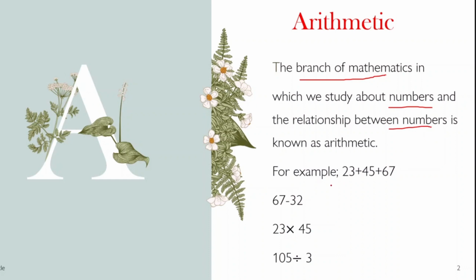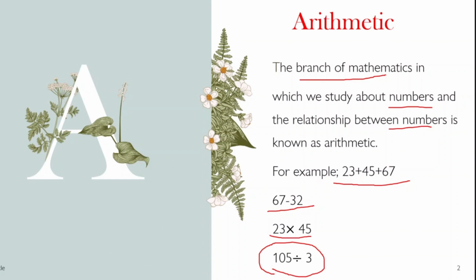We learnt about how to add different numbers together, like over here, how to add 23, 45 and 67 together. How to subtract different numbers. We learned how to multiply different numbers and even how to divide, like how to do 105 divided by 3. Even we solved complex problems related to just numbers. So everything till now was based upon numbers, and this branch of mathematics was known as arithmetic.